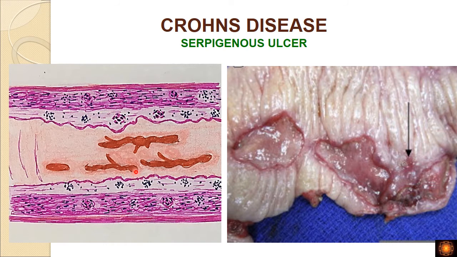Now, this is how they appear, the serpiginous. This is a small aphthous ulcers. They form the serpiginous ulcers like this. And this is the gross photograph, the mucosal surface. These are the serpiginous ulcers what you're seeing.